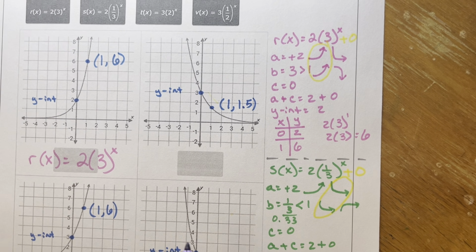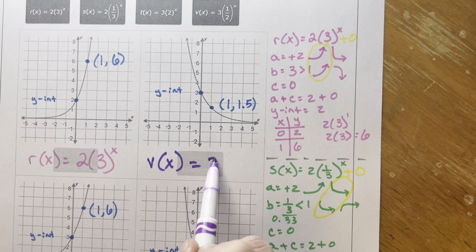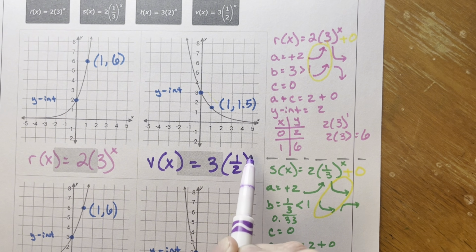Therefore, our second graph ends up being what we suspected, v of x equaling 3 times 1/2 to the x power. And there you go.